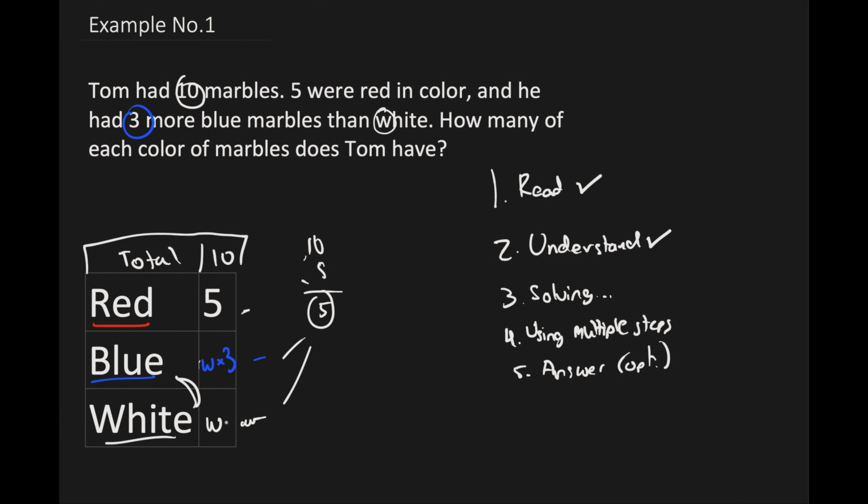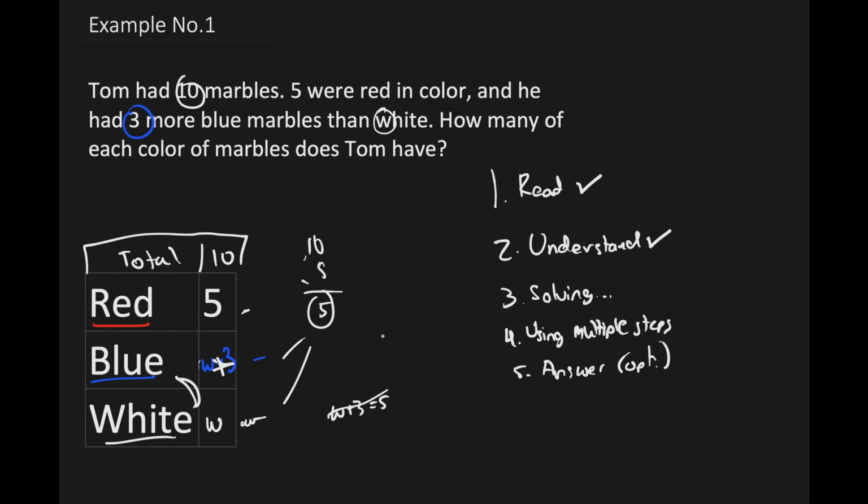Okay, so now let's figure this out. We have plus 3. Sorry, I made a mistake there. It's plus 3, right? So now we have W plus 3 equals 5. So now we actually have a problem here. Let's figure this out. We have white, so white is W, and blue is 3 more than that.